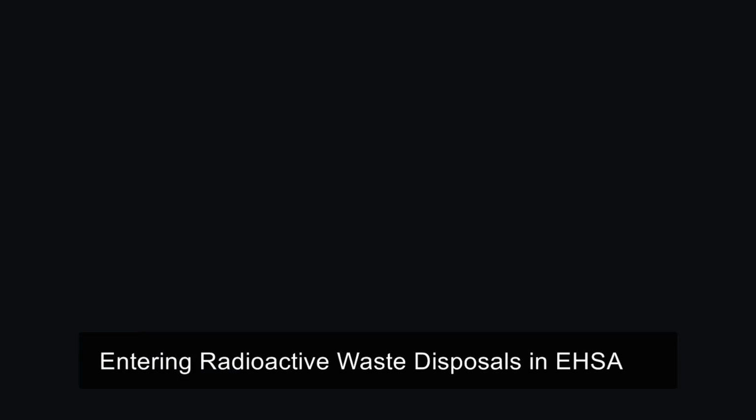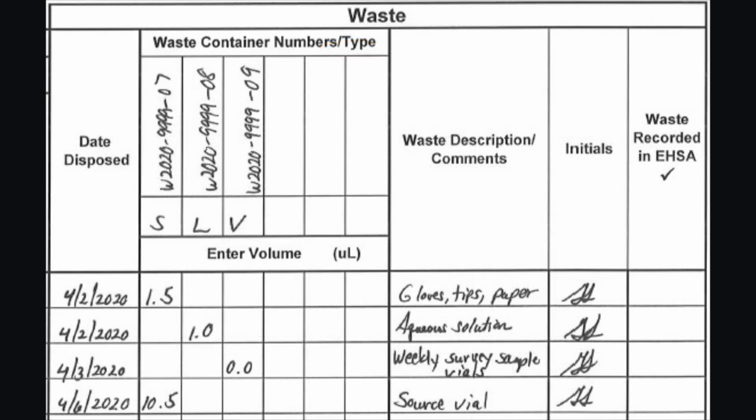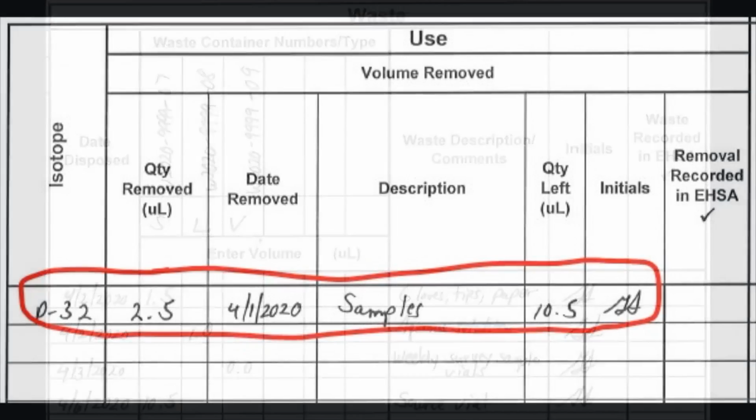This training video will walk you through entering the radioactive waste entries from the pictured Form E example for source number 9999-005-00. In this example, there are 4 waste entries recorded on the in-lab Form E. There were disposals to solid waste, liquid waste, and liquid scintillation vial waste, with the final disposal being the original source vial to the solid waste container.